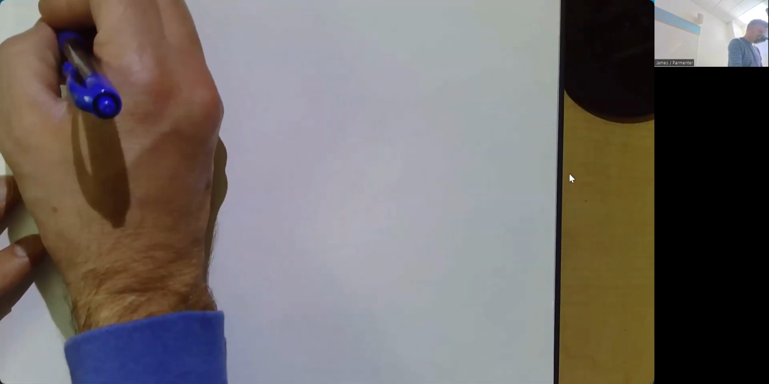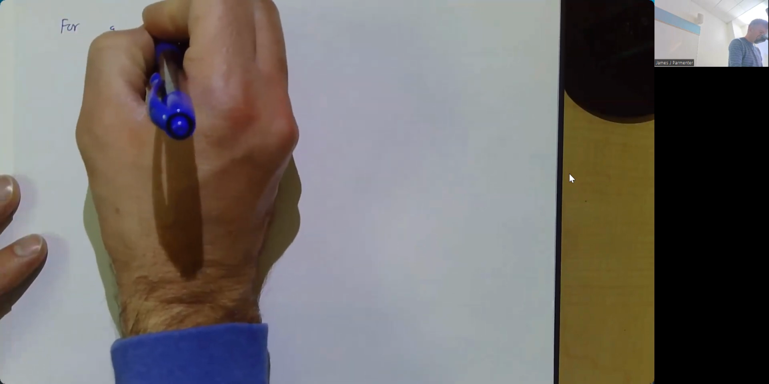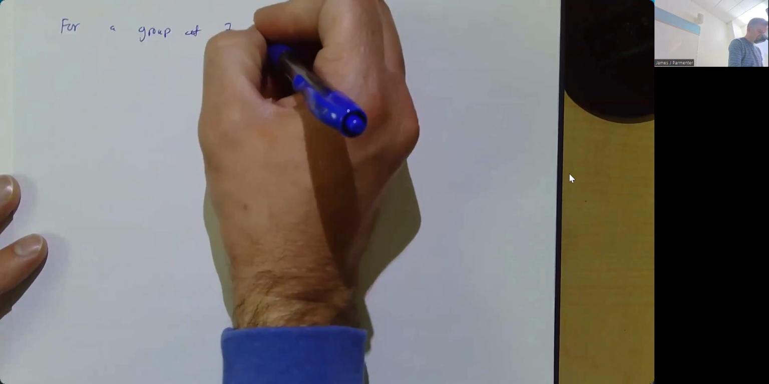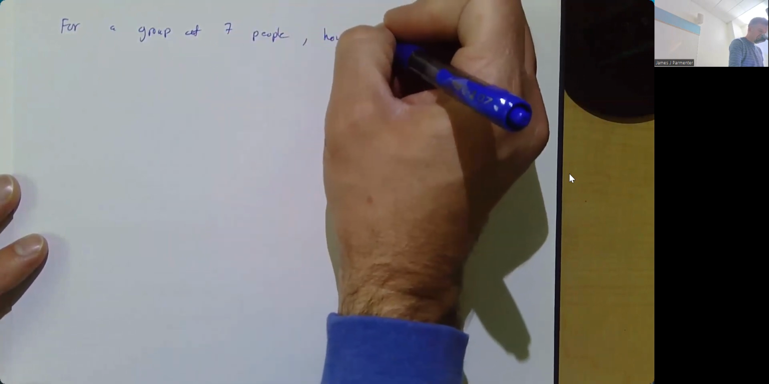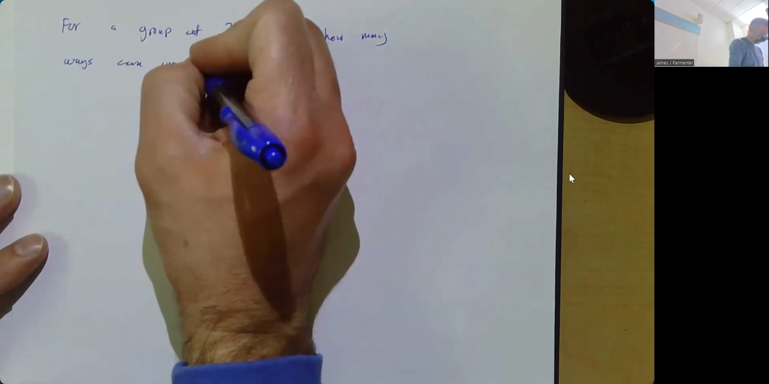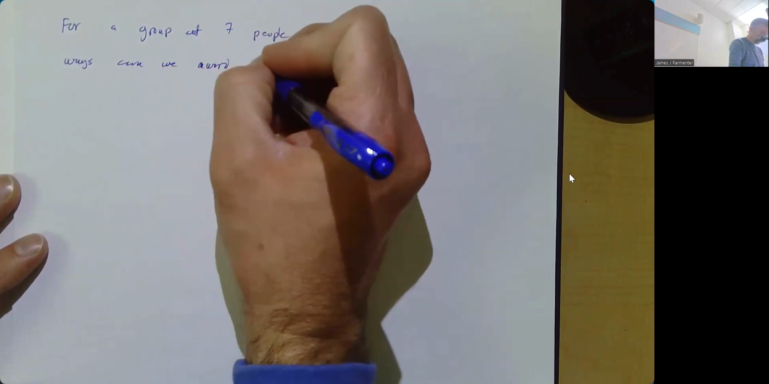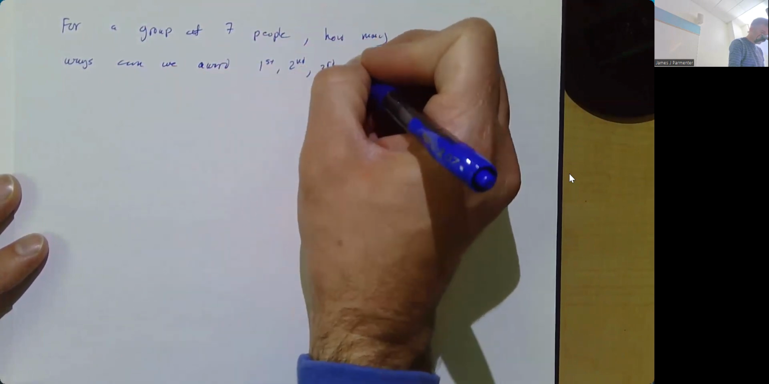Oh yeah, and so just go with that again. If I want to find, for a group of 7 people, how many ways can we award a first, second, and third prize?